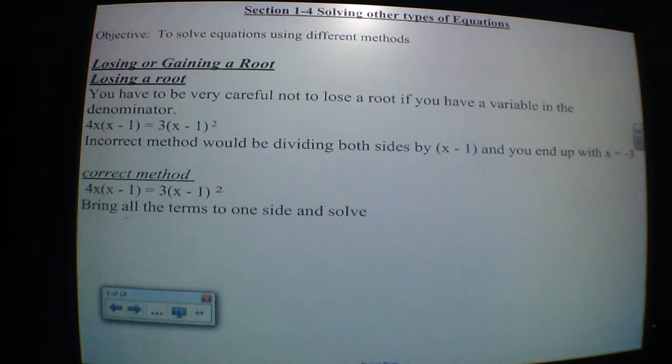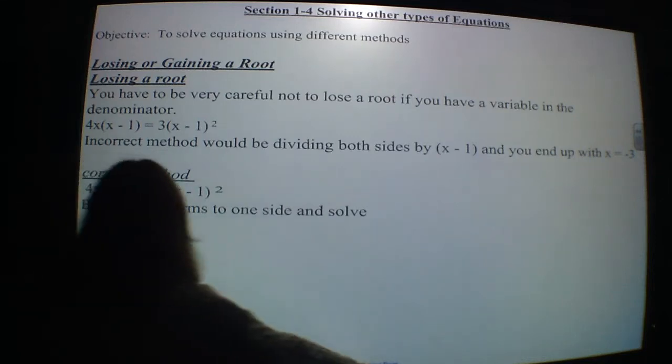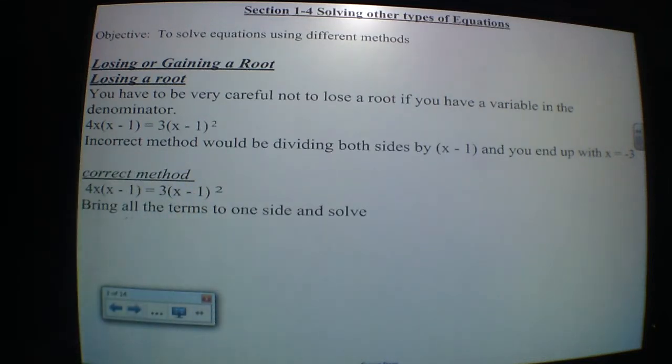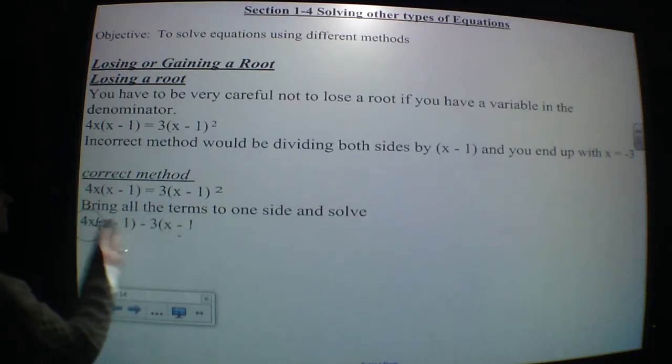We can lose a root or gain a root, so be very careful when you're solving the equations. One way to lose a root is, incorrectly, you could divide both sides by x minus 1. And when you do that, you get rid of one of the roots, the root 1. If you divide each side by x minus 1, you'll have 4x on this side is equal to 3 times x minus 1. So the correct way to do this would be to bring all the terms to one side.